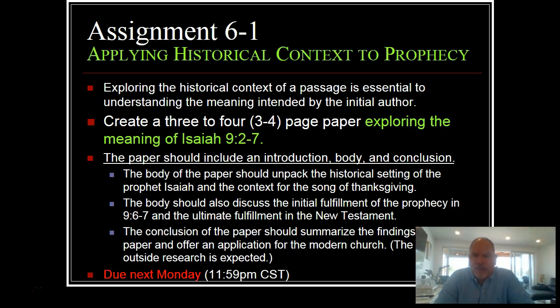And that brings together a lot of the things we talked about in the last couple of weeks, which is the original author had one idea as he's writing, and we see this clearly in Isaiah. But then we also find that in light of progressive revelation, the New Testament authors see an ultimate or ongoing fulfillment, in some ways a typological fulfillment of that passage in the New Testament. The conclusion of the paper should summarize your findings and offer an application for the modern church. The use of outside research is expected in this assignment.